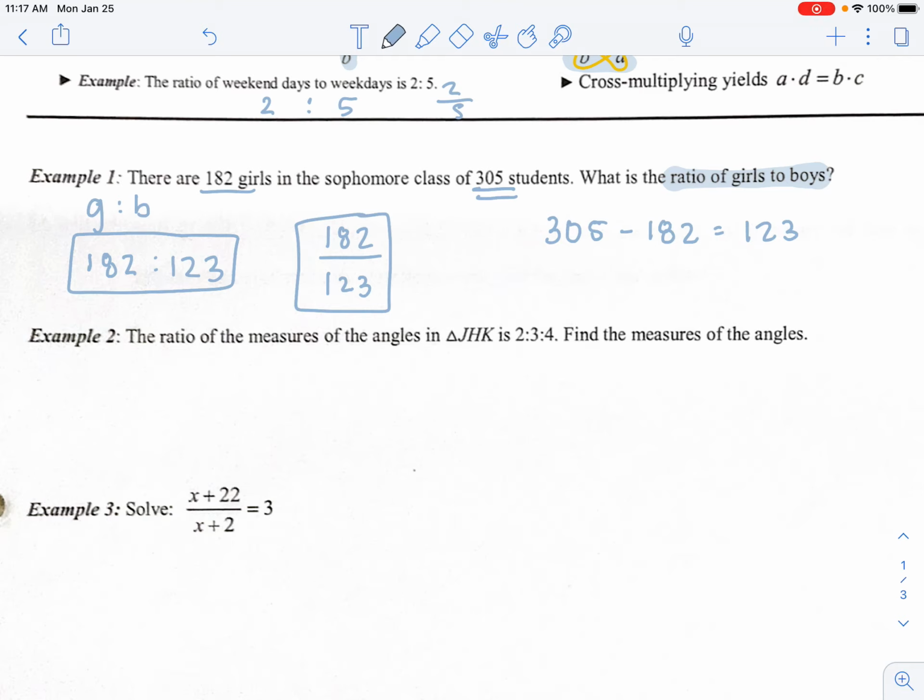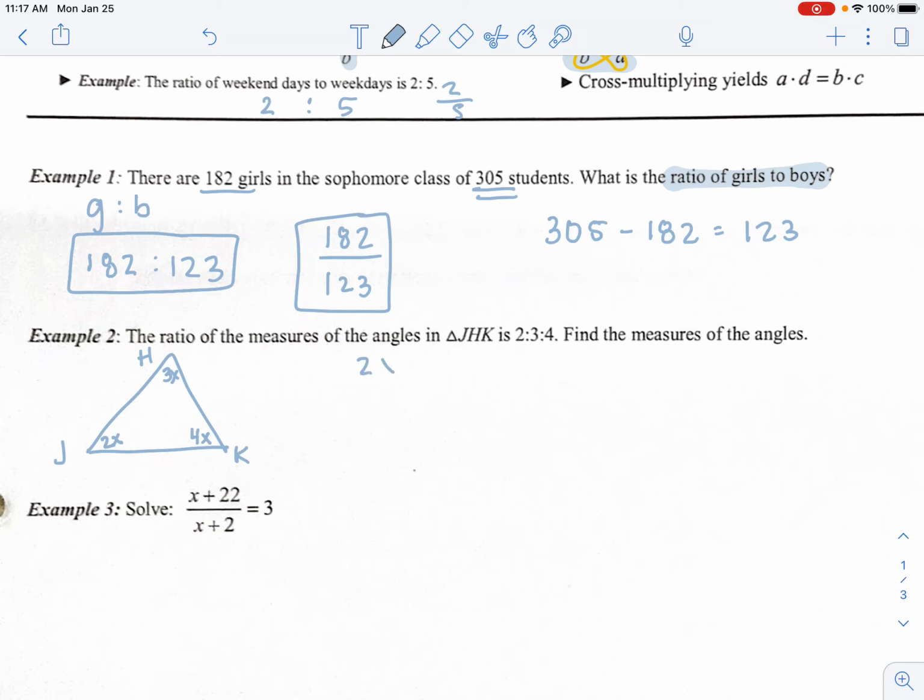Example 2, it says the ratio of the measures of the angles in triangle JHK is 2 to 3 to 4. Find the measure of each angle. So I'm going to draw myself a picture here of this triangle, J, H, and K. It says the angle measurements are 2 to 3 to 4. And since this is a ratio, we can add an x next to all of those. This is how those angles relate, because the angle itself isn't 2 degrees, it's 2 times some quantity.